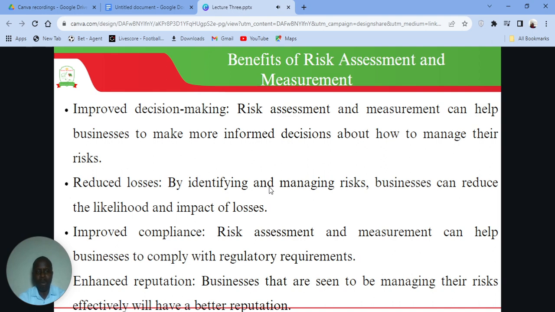The other one is improved compliance. Risk assessment and measurement can help businesses to comply with regulatory requirements. And the other one is enhanced reputation. So when you've done a risk assessment and measurement, in terms of reputation, your business is in a better place. You are at an upper hand, or what we call competitive advantage, and you are able to move forward, and the likelihood of success is guaranteed.